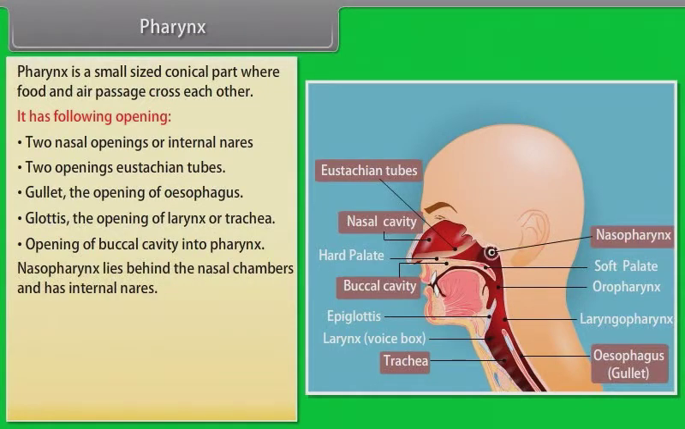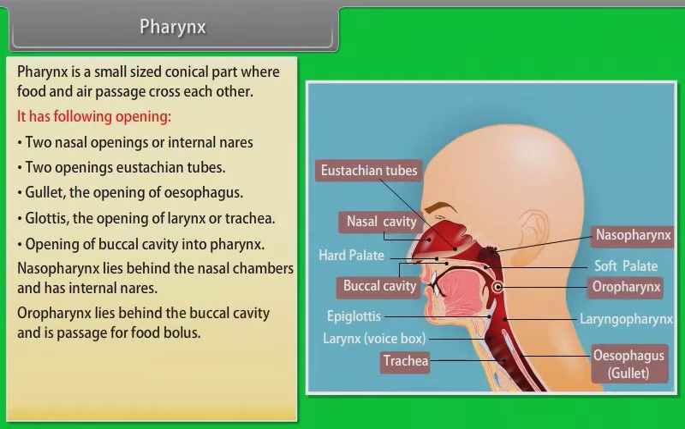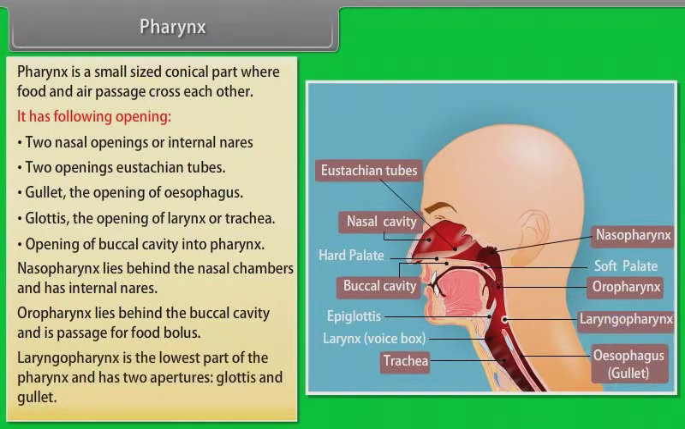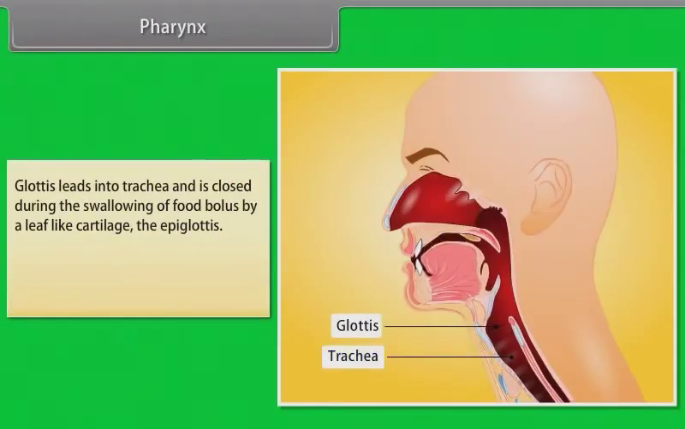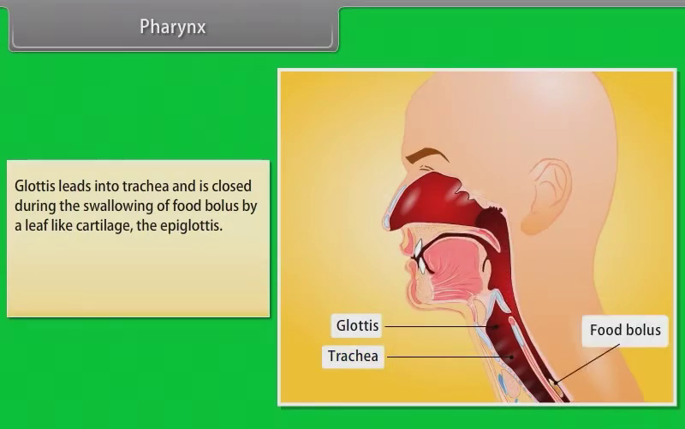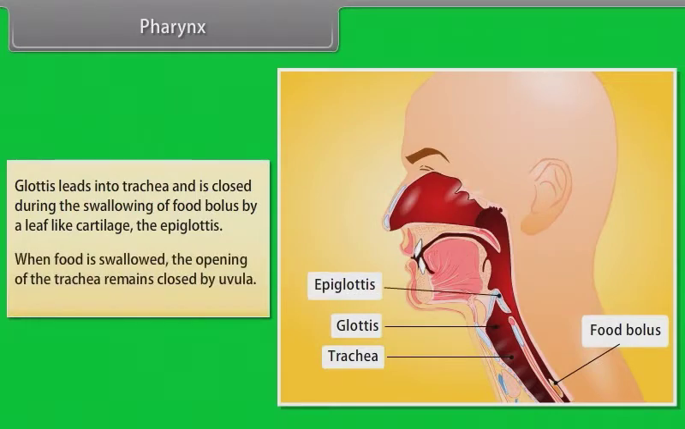Nasopharynx lies between the nasal chambers and has the internal nares. Oropharynx lies behind the buccal cavity and is the passage for the food bolus. Laryngopharynx is the lowest part of the pharynx and has two apertures, the glottis and the gullet. Glottis leads into the trachea and is closed during the swallowing of the food bolus by a leaf-like cartilage, the epiglottis. When food is swallowed, the opening of the trachea remains closed by the uvula.